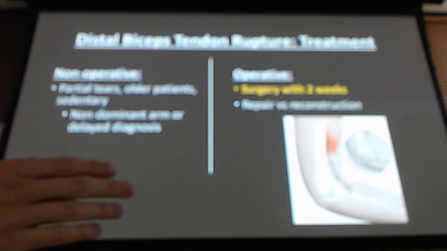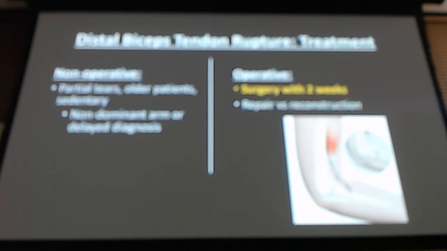So repair is you take what God gave you and you fix it. And the reconstruction is you add to what was already there because it's either insufficient or not present. Everyone understand repair versus reconstruction? So a lot of times we try to do repairs, but especially in chronic cases or more significant tears, you may have to do a reconstruction. So you'll augment that with tissue.